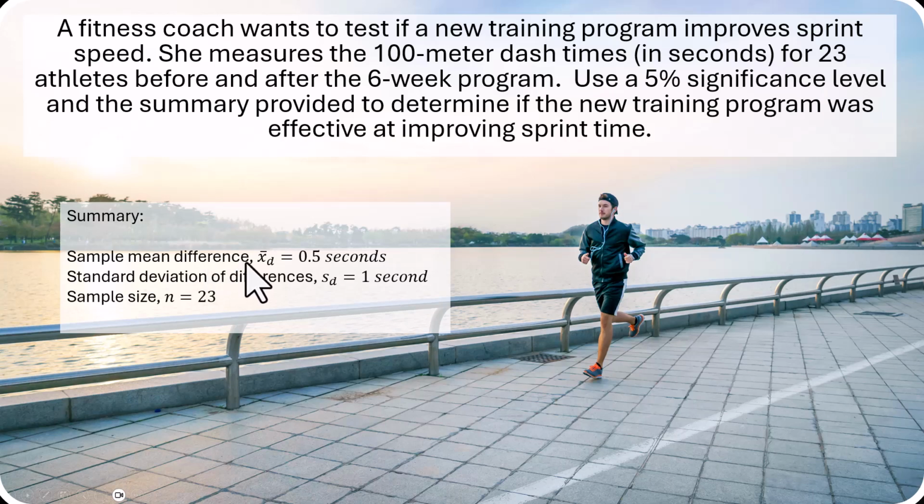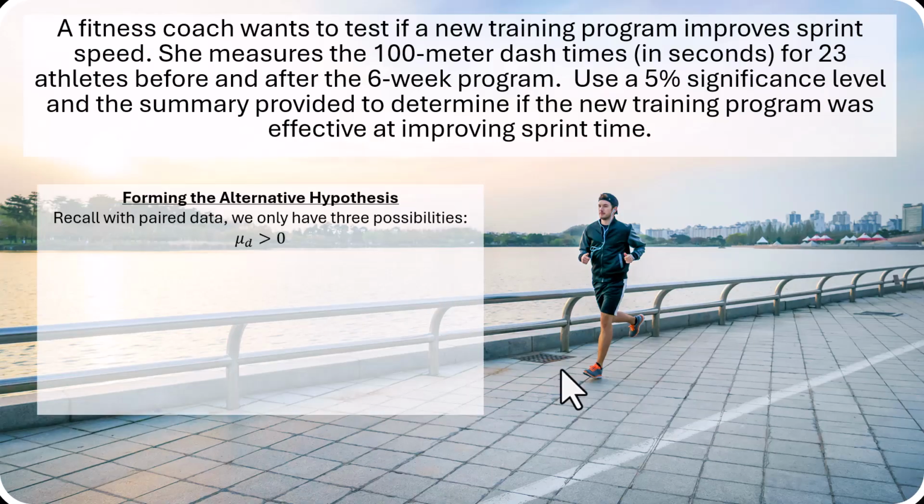The sample mean difference, x bar sub d, is 0.5 seconds. The sample standard deviation is 1 second, and our sample size is 23. So before we go to RGuroo to compute our p-value, let us first think about what an appropriate alternative hypothesis is. Recall, for paired hypothesis testing with two means, we only have three possibilities.